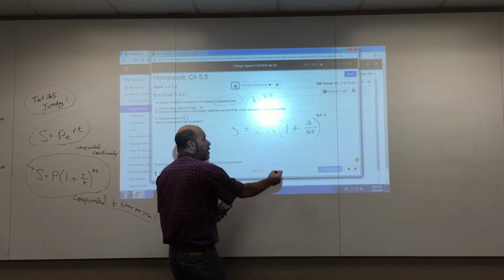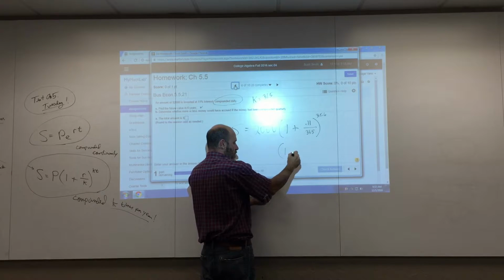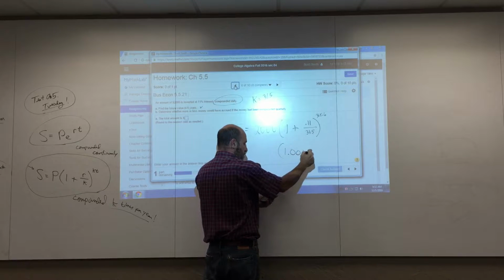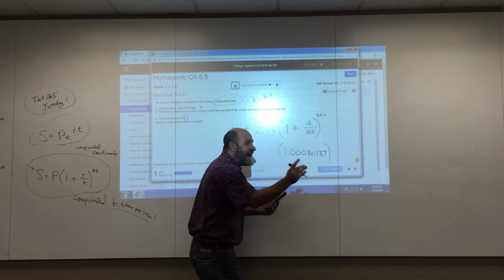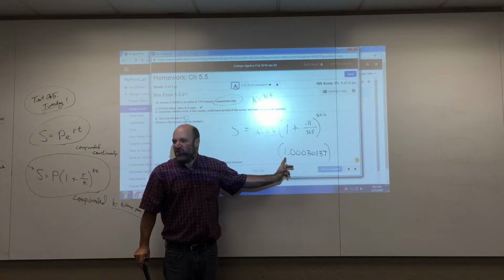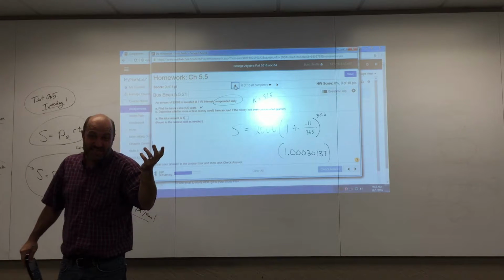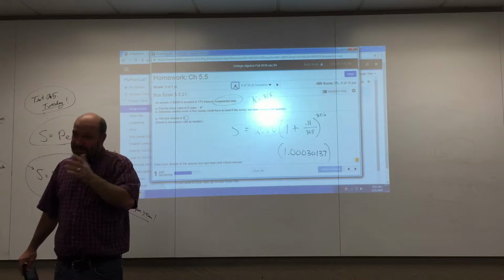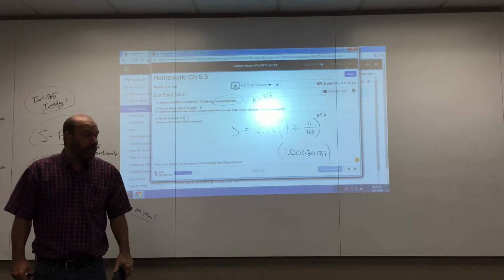It is 1. This base became 1.00030137. And my advice is do not round it off. Did you hear my advice? Don't round off this base, because it really changes the outcome. I know it's a nasty long decimal, but I kept all my decimals.